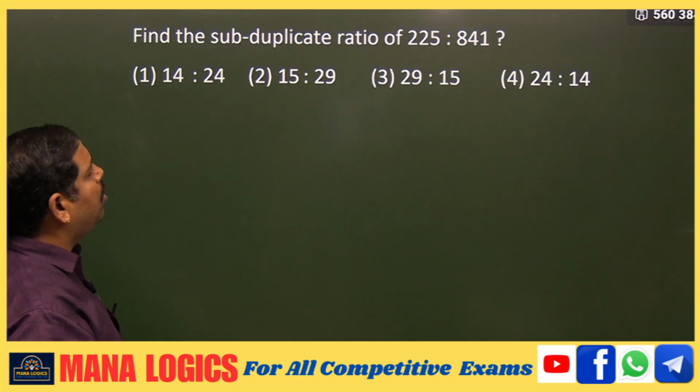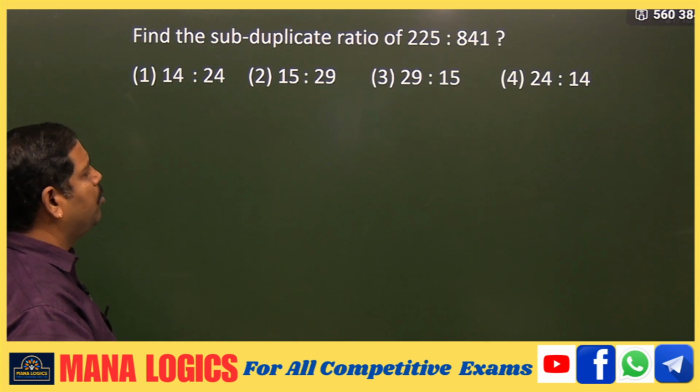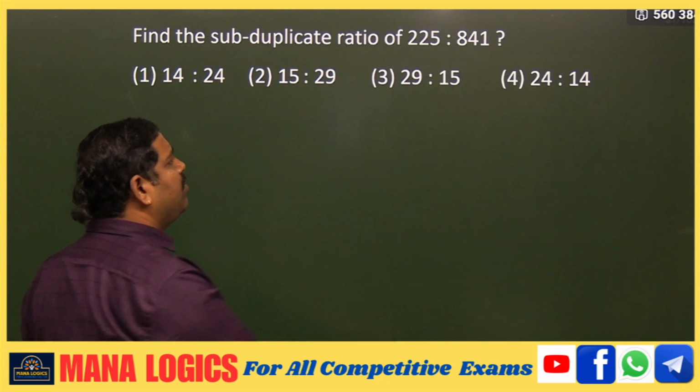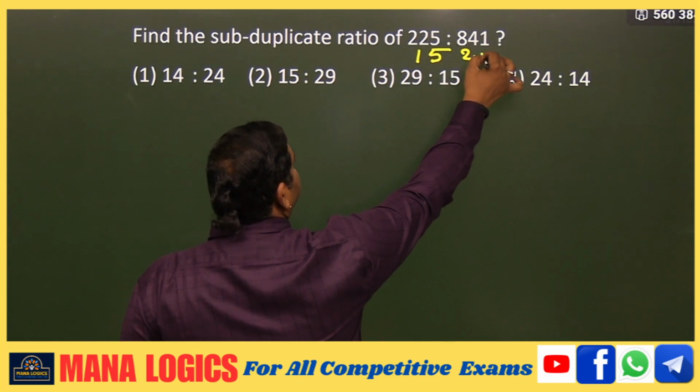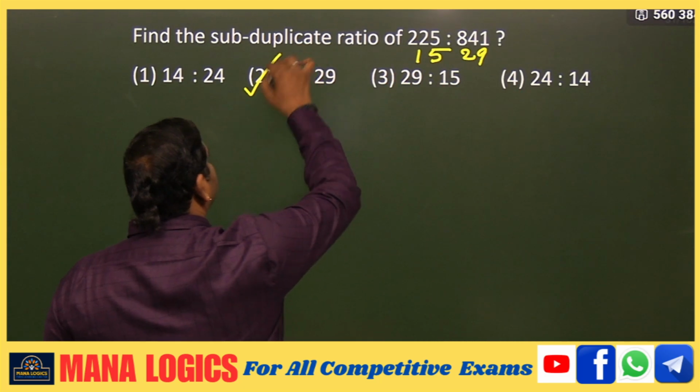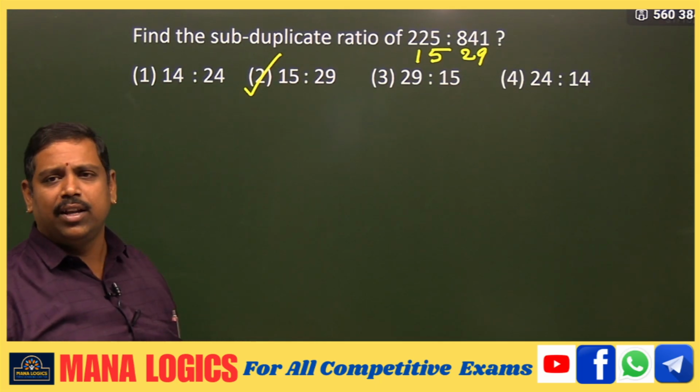Find the subduplicate ratio of 225 is to 841. Subduplicate means the square root. 225 square root is 15. 841 square root is 29. So answer is 15 is to 29.